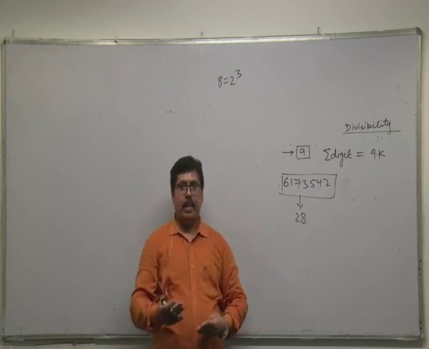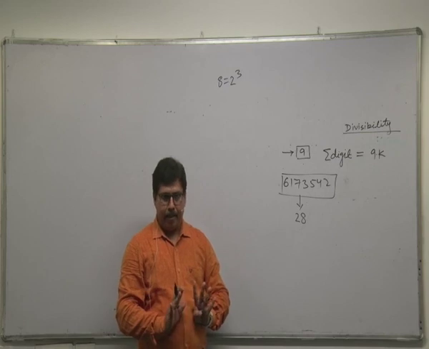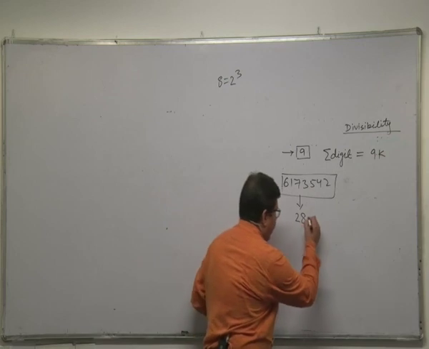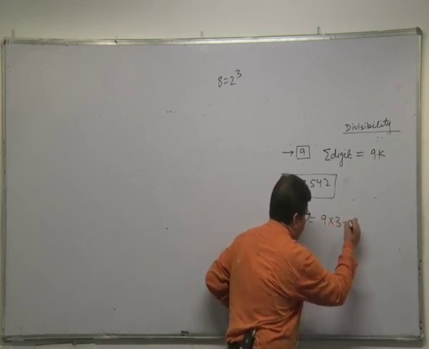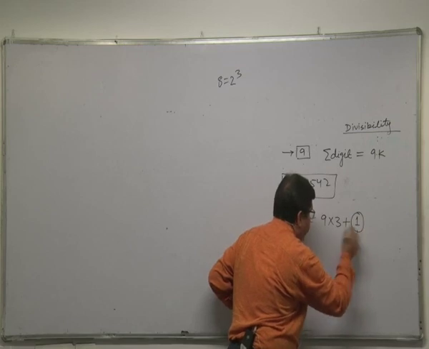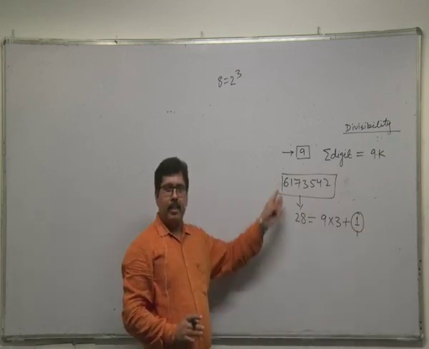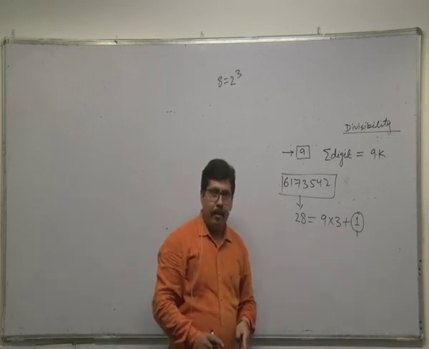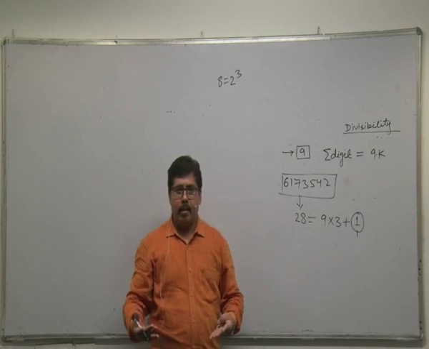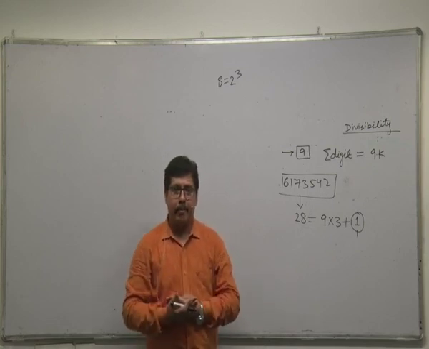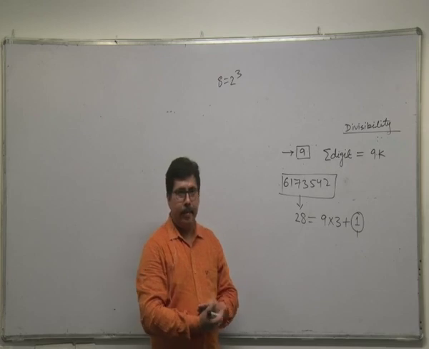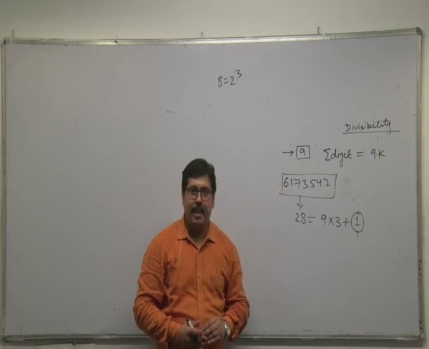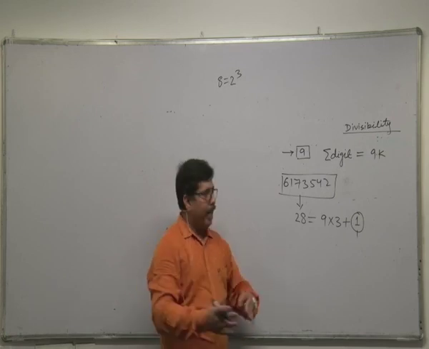9 threes are 27 and 1 is the remainder. So what is the significance of this 1? Can I write 28 is 9 into 3 plus 1? Had it been 0, then this number is perfectly divisible by 9. If it is 1, then what is the significance of 1? What is it telling me? 1 is the remainder when this big number is divided by 9. So the remaining part is basically the remainder.